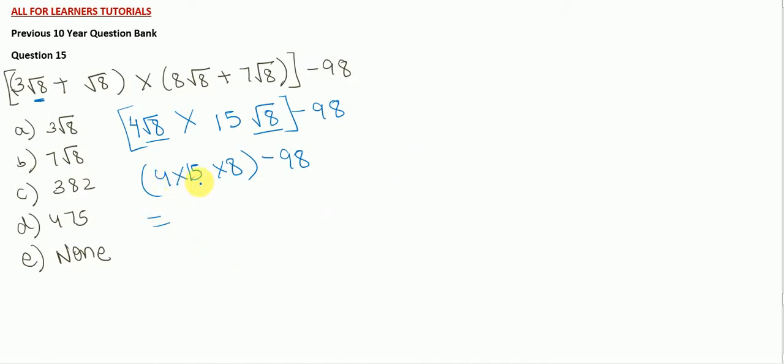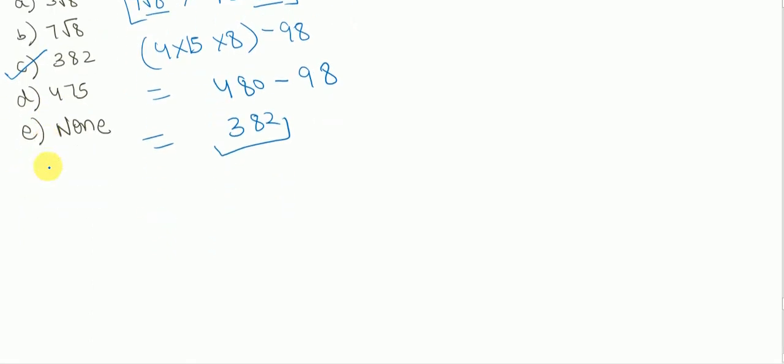4 into 15 is 60. 60 into 8 is 480. 480 minus 98 comes out to be 382. That is option number C. Let's move to the next question now.